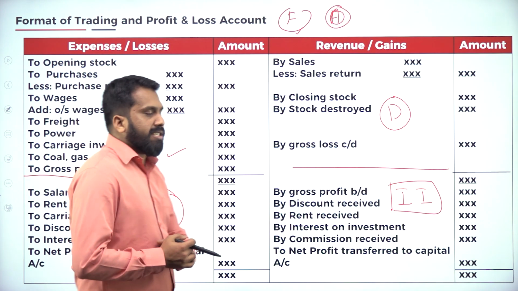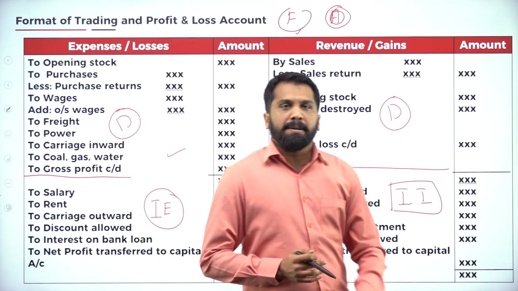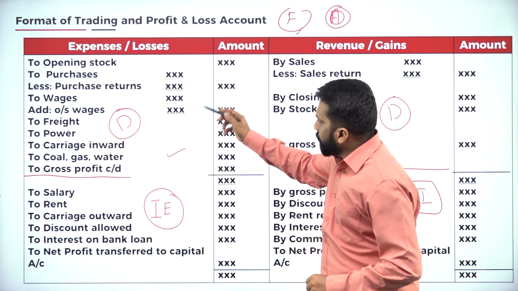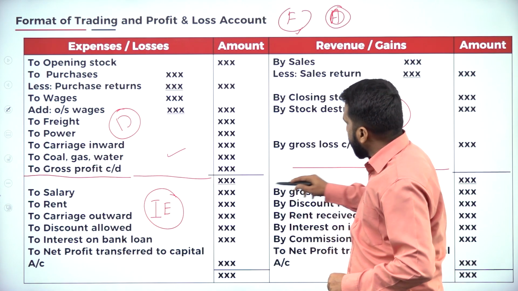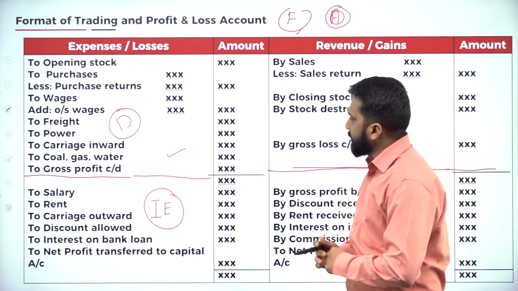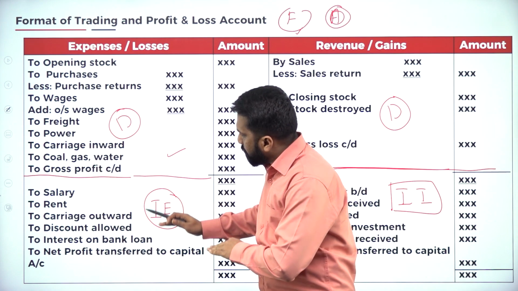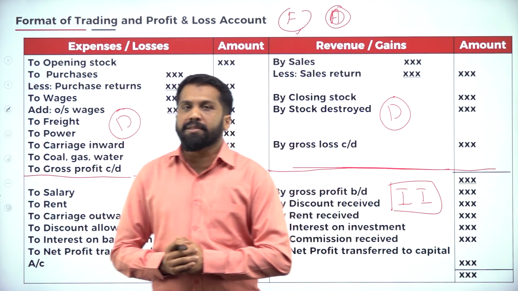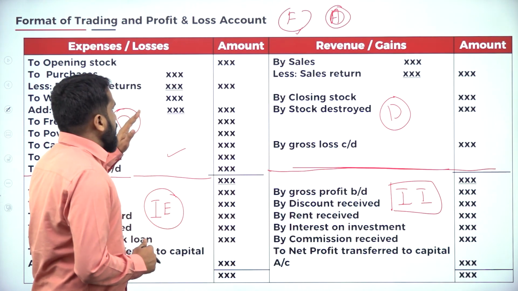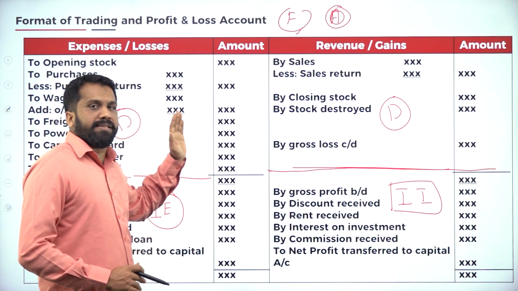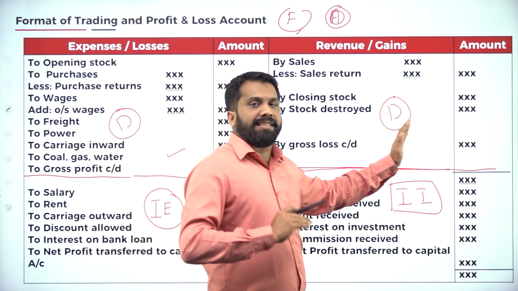So, first we'll discuss trading. Later, we'll go for P&L. Remember, up to this, whatever line I have drawn, we call it the trading account. Don't see your P&L. First, we will learn your trading. Now, debit side what? All expenses. Credit side what? All incomes.